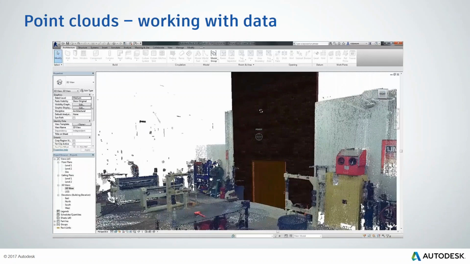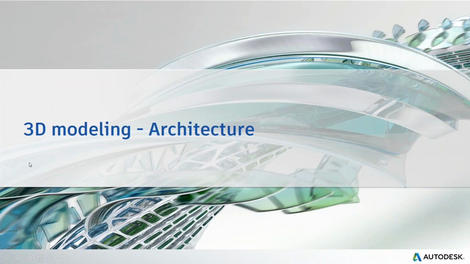If I do, for example, a cross-section, all these point clouds are visible not only in the 3D view but also in sections, so you can really benefit from having rich data to start with. So with that, let's move to the other topic, 3D modeling.